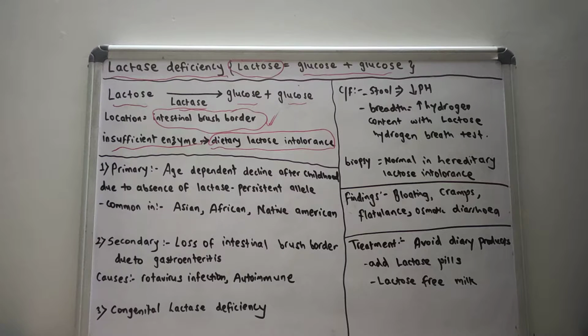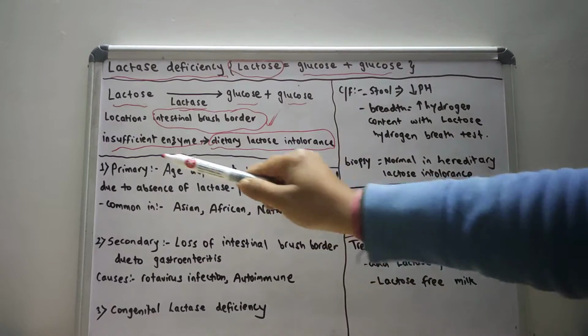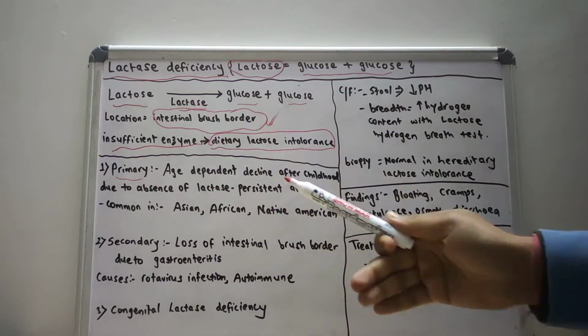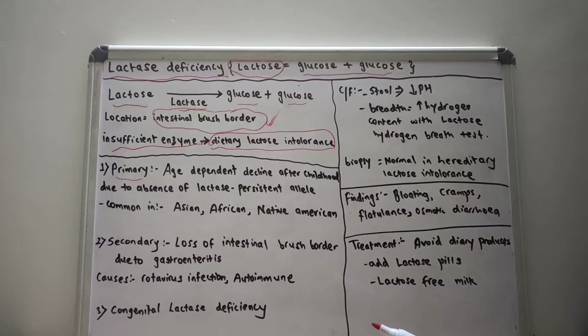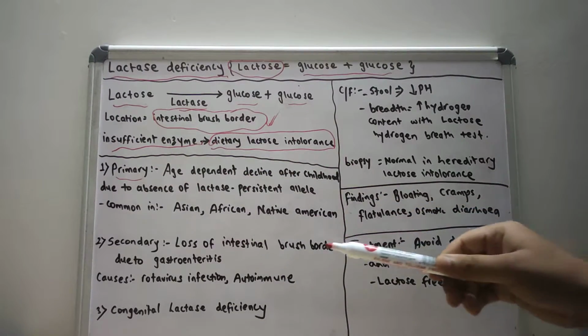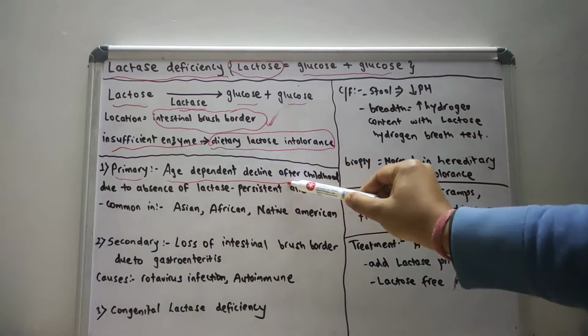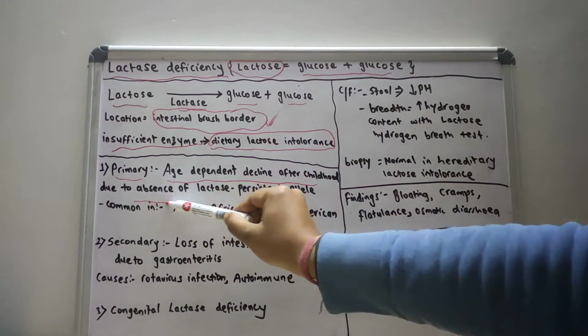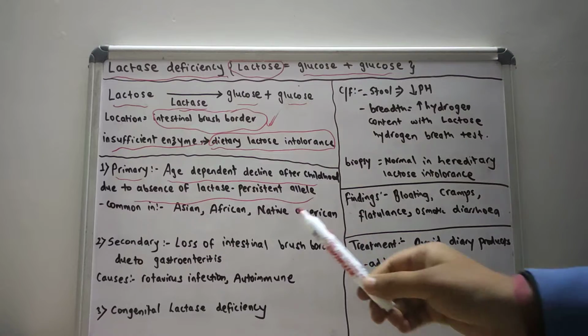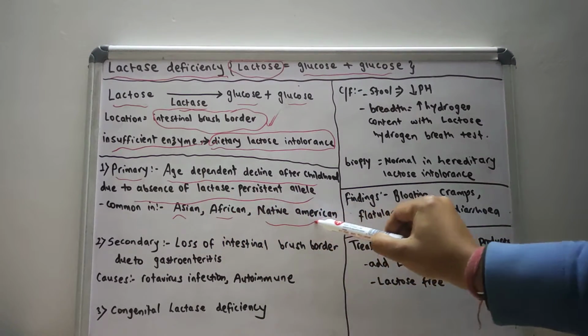Now let us discuss the various types of dietary lactose intolerance. One is primary lactose intolerance. This primary lactase deficiency results in dietary lactose intolerance. This primary lactose intolerance is due to the age dependent decline after childhood, due to absence of the lactase persistent allele. It mainly occurs in Asian, African and Native American people.